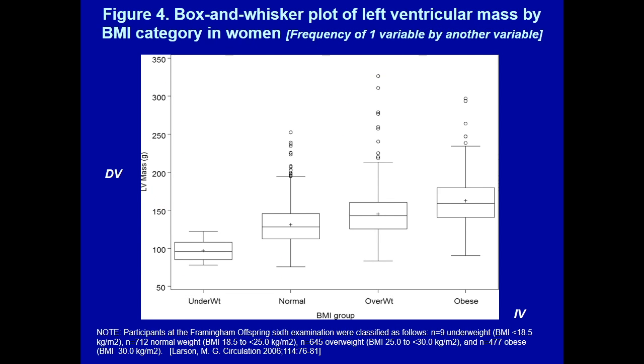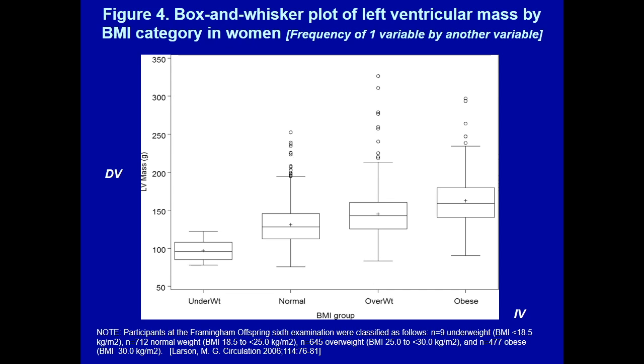Now this box plot shows left ventricular mass based on BMI category in women. So it's the frequency of one variable, ventricular mass, by another variable, that other variable being BMI group. So you can compare the left ventricular mass by different categories of weight or BMI. This is the Framingham study again. We had 9 individuals who were considered underweight, 712 that were normal weight, 645 overweight, and 477 obese.